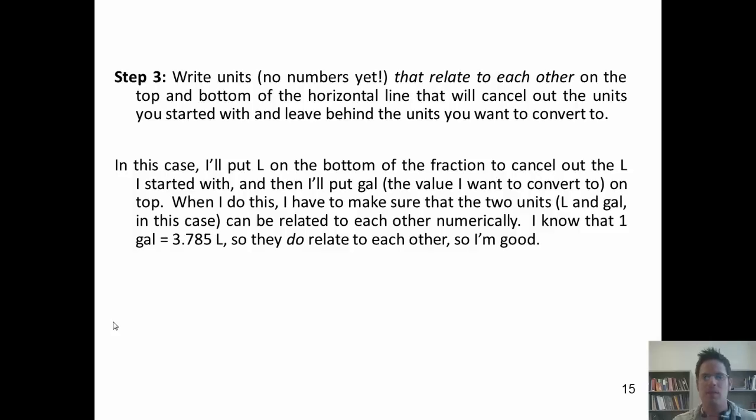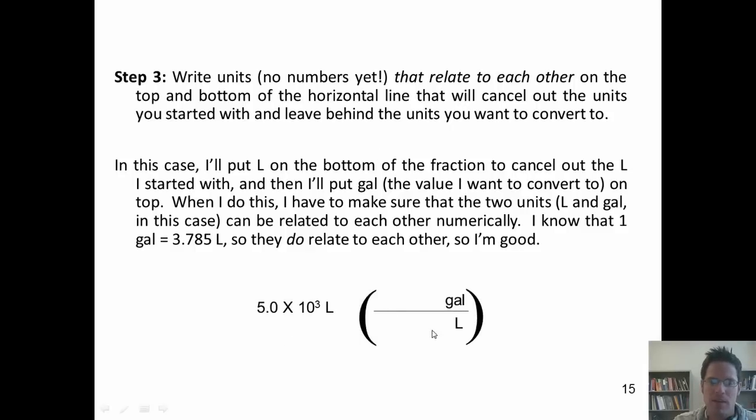When I do this, I have to make sure that the two units, liters and gallons in this case, can be related to each other numerically. Now I know that they can, so I'm good. So here's what we've got. We have our set of parentheses, and I'm basically putting liters on the bottom and gallons on the top. Now when I do this, I ask myself the question, do liters and gallons relate in some way using a number? And as it turns out, they do. 1 gallon equals 3.785 liters.